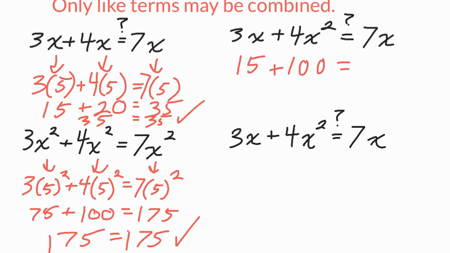equals, now again, if I pretend that this x is a 5, I have 7 times 5 equals 35. Again, you could use any number you want. You don't have to use 5. I'm just picking 5 as an example because it's an easy number to use. And so we get 15 plus 100 is 115 equals 35. Is that a true statement? No, obviously it's not.